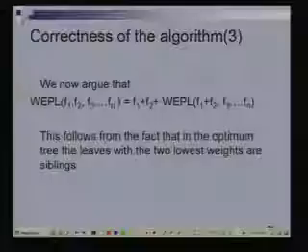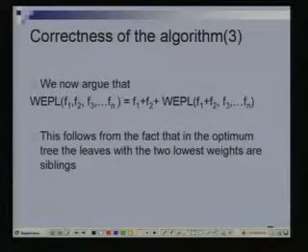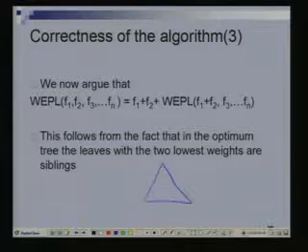Right. So we'll do that in a slightly more formal way. Let's assume that they are siblings. The two minimum are always siblings. Let's argue that if this is true, then it implies this. Right. So we have the best possible tree, and the two minimum, they are siblings.